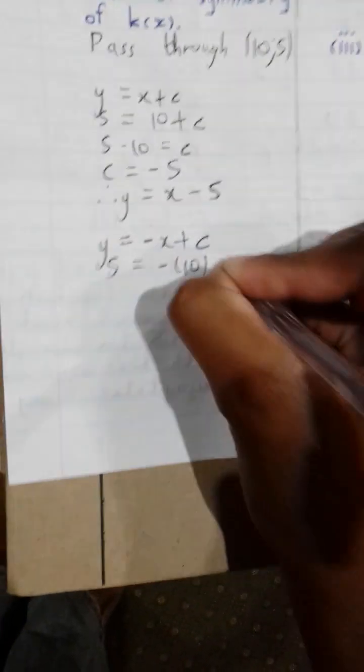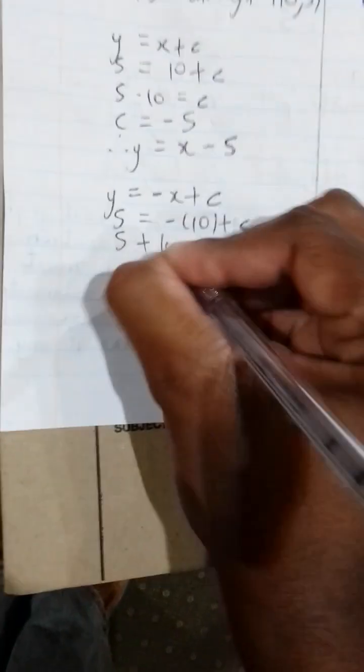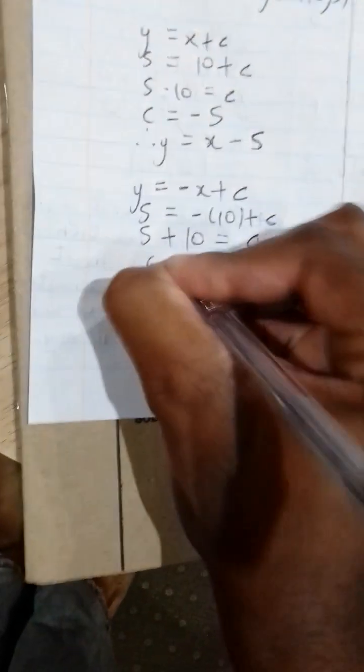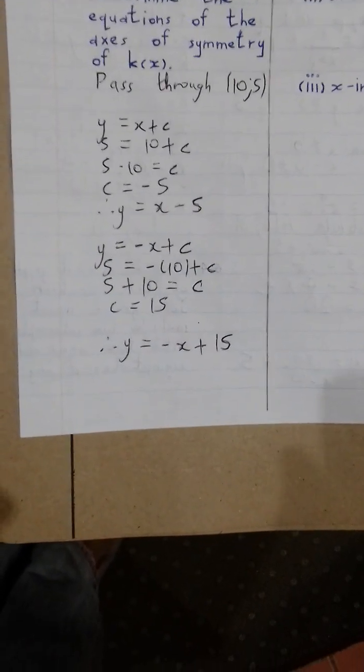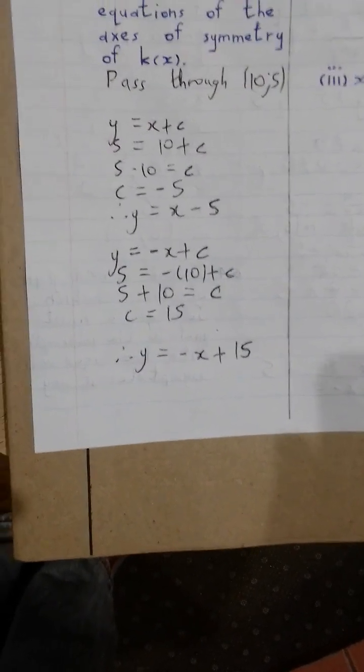The second one is y is equal to negative x plus c. Then you substitute this point. 5 is equal to negative 10 plus c. Negative times positive is negative. Goes to the other side, it becomes positive. 5 plus 10 is c. C is 15. Therefore, y is negative x plus 15. Okay, I hope that is clear and I hope that makes sense.